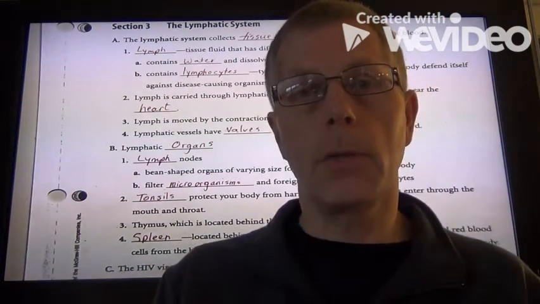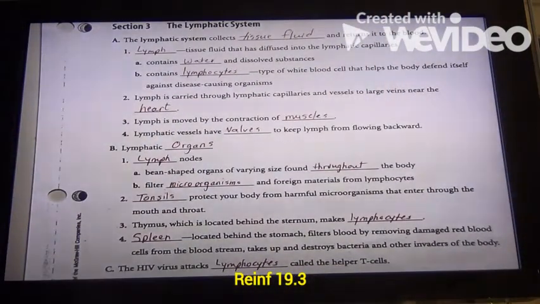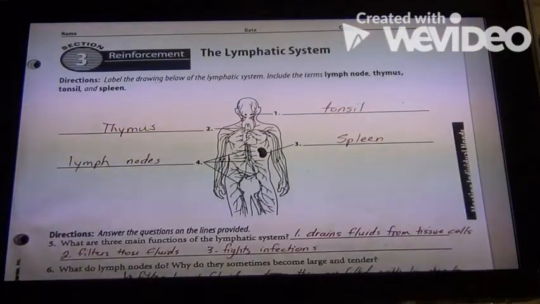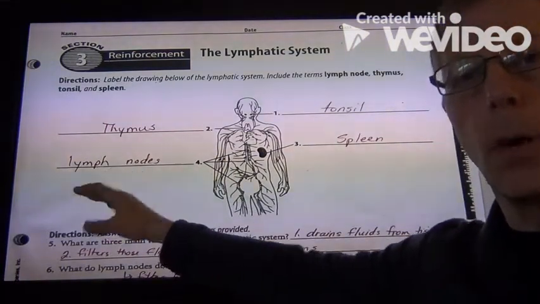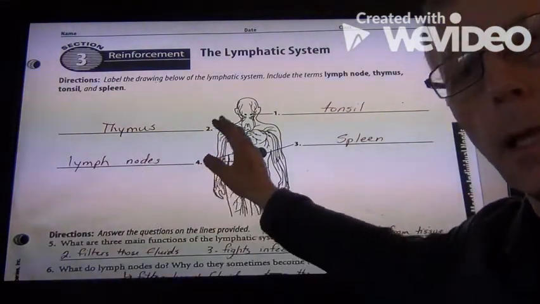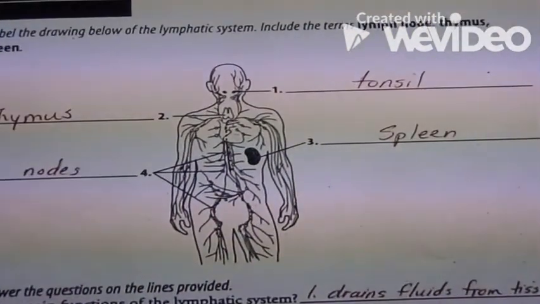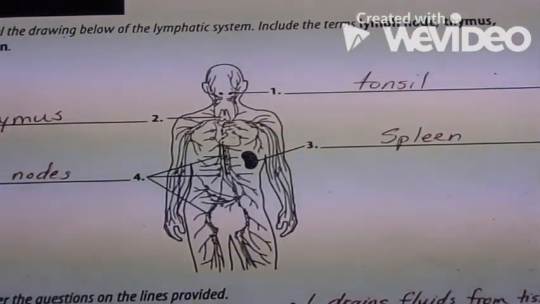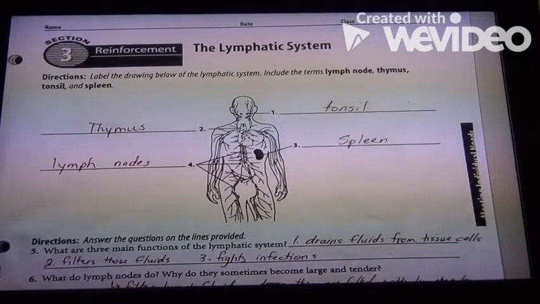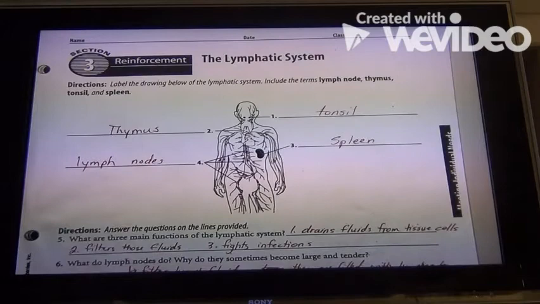The next paper I want to show you is Reinforcement 19.3. This diagram shows where those 4 major organs are. Again, you can pause the video, take a look, zoom in or whatever. I can even do that for you. Okay. Zoom back out a little bit so we can see the whole TV. All right, and the questions.